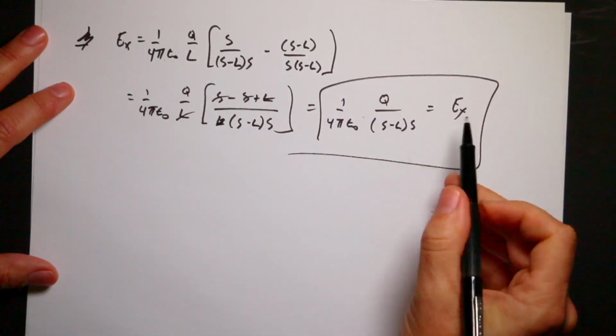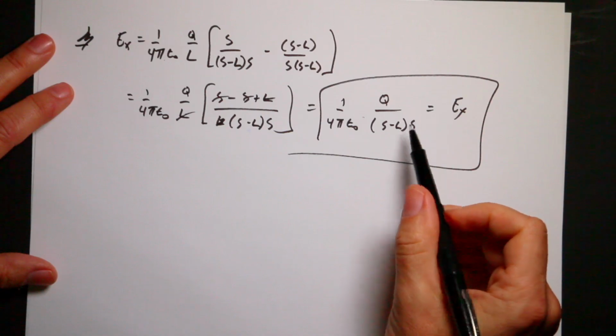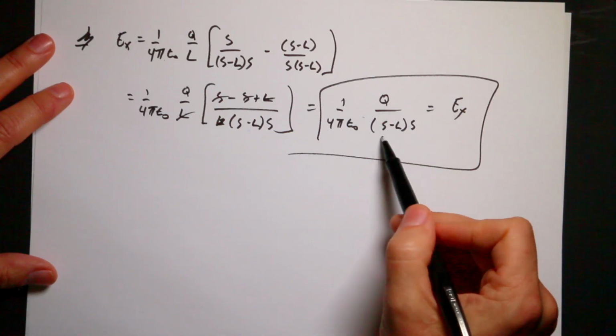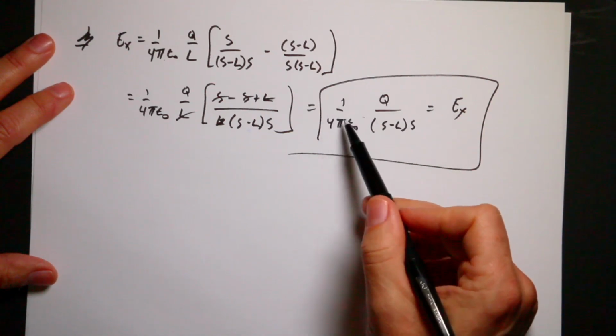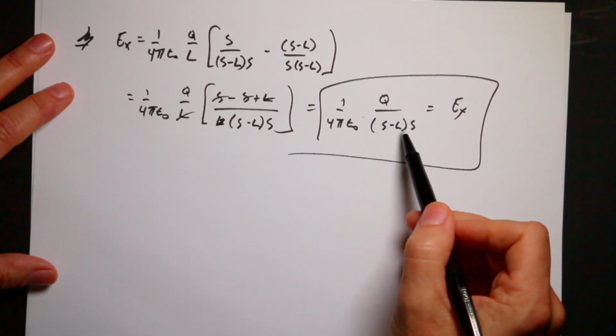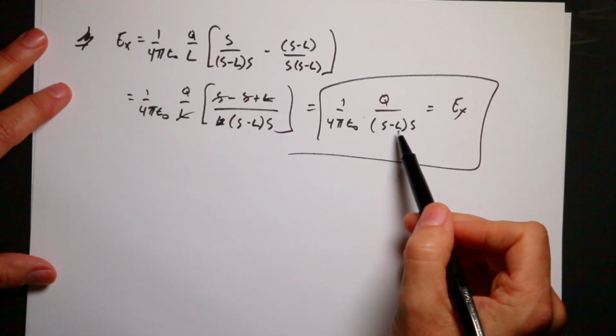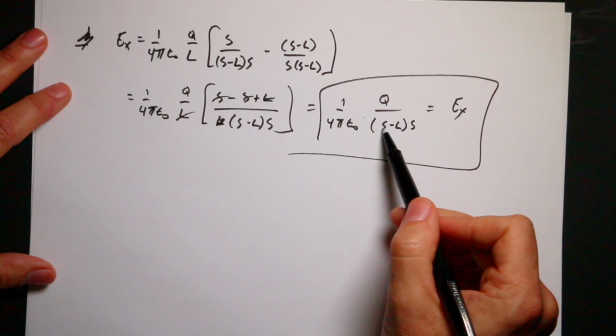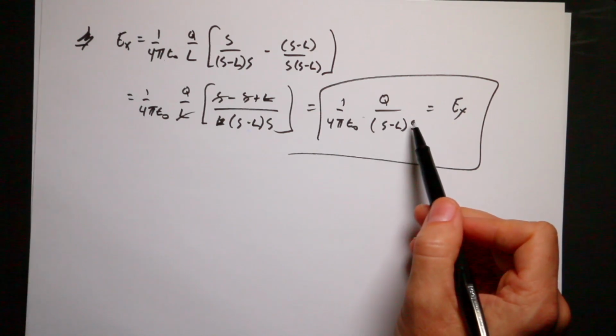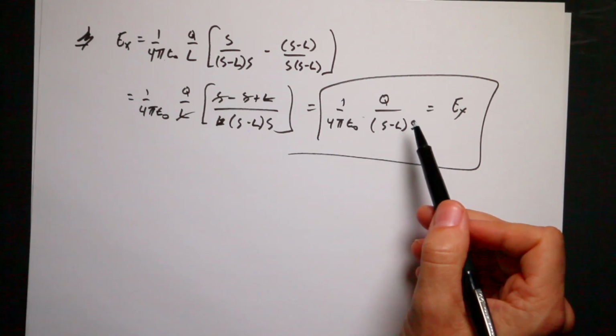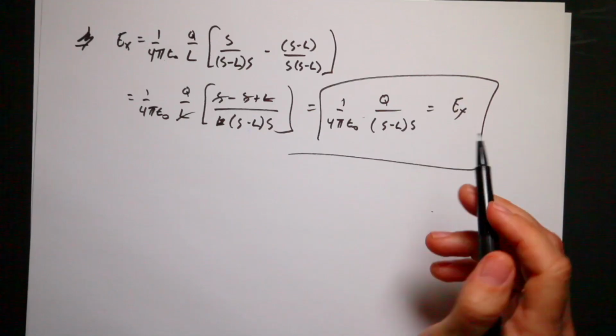Now notice that it has the same units as the electric field due to a point charge, which is charge over distance squared, and this constant over here, so that's good. Also notice that if I let L go to 0, then I get Q over S squared. That's the electric field due to a point charge, so that makes sense. So this is pretty good.